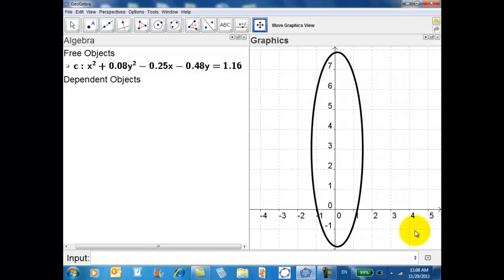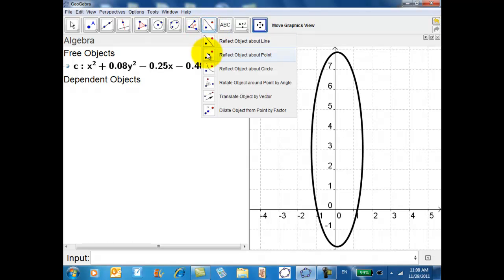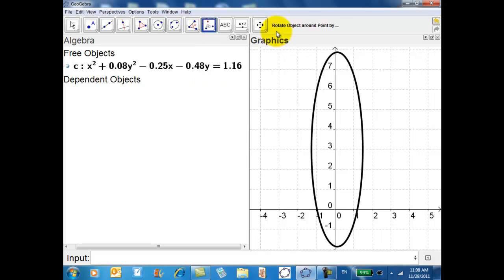Okay, here's the video for rotating a conic section with GeoGebra. GeoGebra has this cool tool right here called Rotate Object About a Point by an Angle. What you need for this, though, is a point and an angle to rotate it about. Okay? And you'll actually enter the angle when you find out the point.